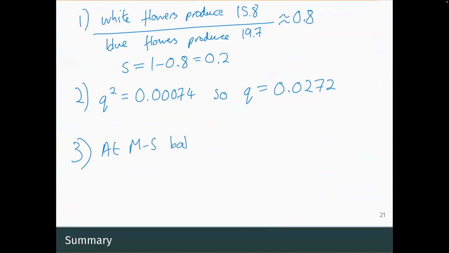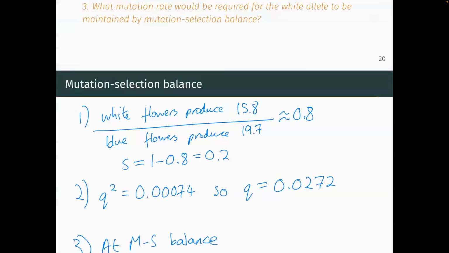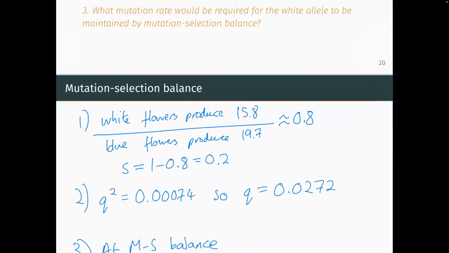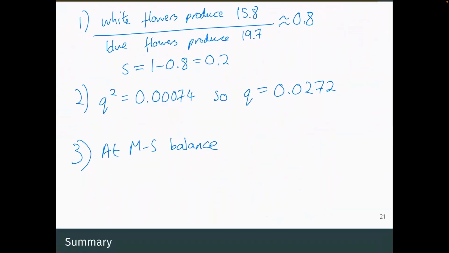we want to work out the mutation selection balance. So the question actually asks, what mutation rate would be required for the white allele to be maintained by this mutation selection balance? So again, we can use our Q is equal to root U over S. So Q is the frequency of this allele, S is the strength of selection, and U is our mutation rate, which we can rearrange just like before to get U is equal to S times Q squared.